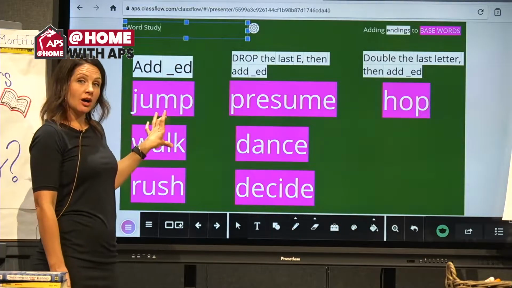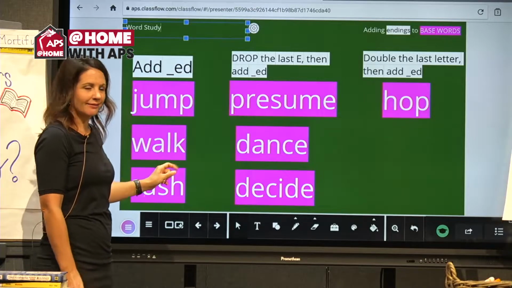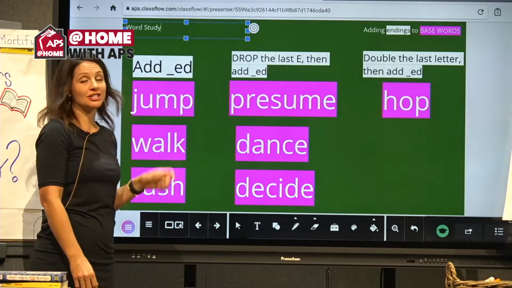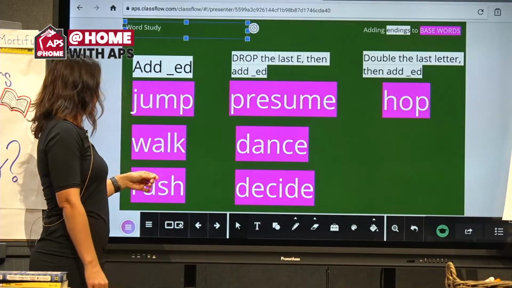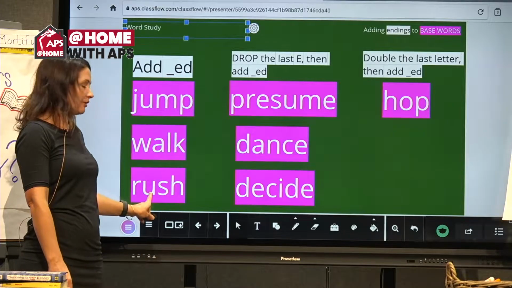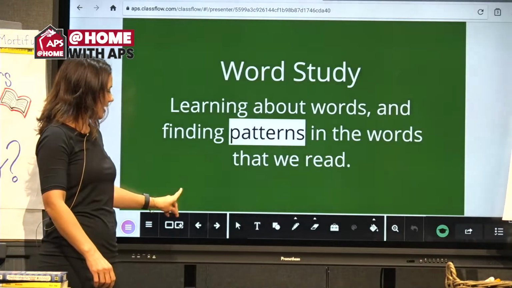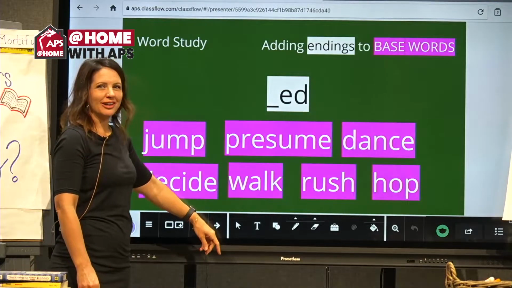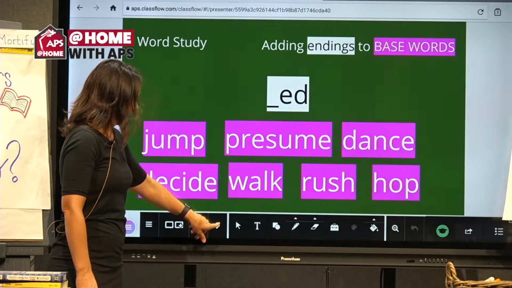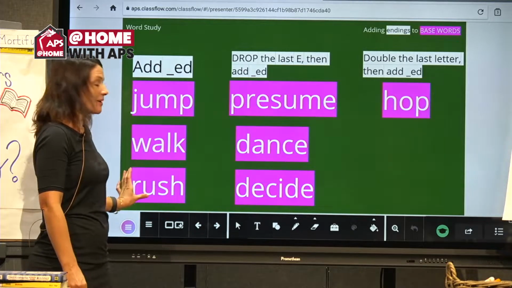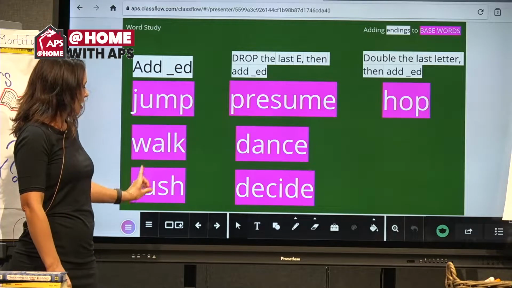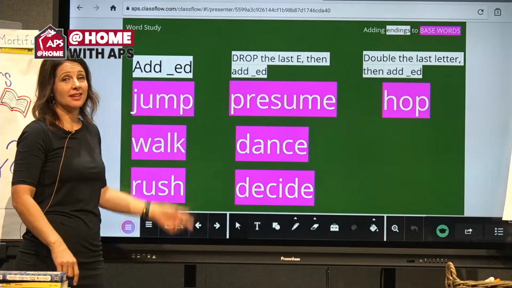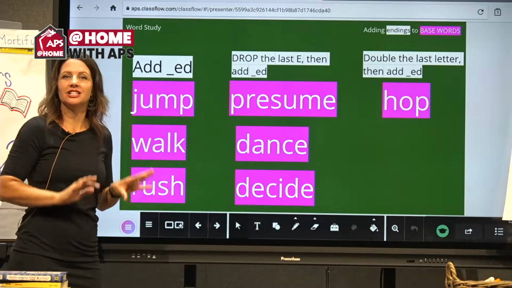If I have the word walk, there's my vowel A, L-K. Two consonants at the end. That means I'm just going to add ed. Rush. There's my vowel again, the letter U, S-H. Sorry about that. Do you ever get frustrated with computers? Sometimes I do. We're back to our word rush. R-U-S-H. I have two consonants at the end, which means I'm just going to add ed. That's the simple way to just add ed.